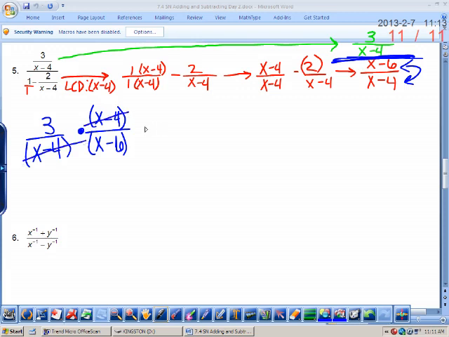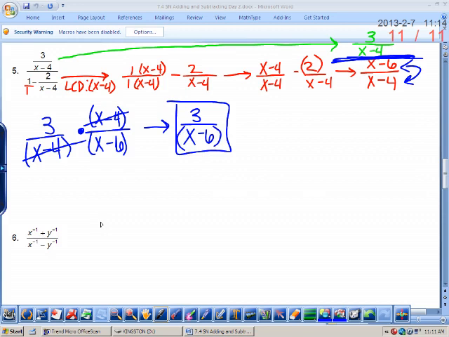Hang on one second, I'll show you. Okay, so here's our answer to this one. Are there any questions on this one? Could you not simplify the 3 and the 6? No, because what are you only allowed to simplify? Factors, and x minus 6 is a factor.